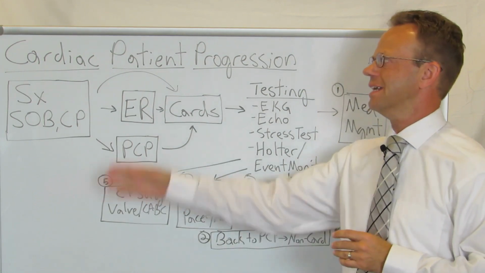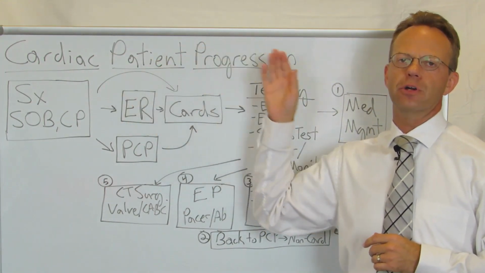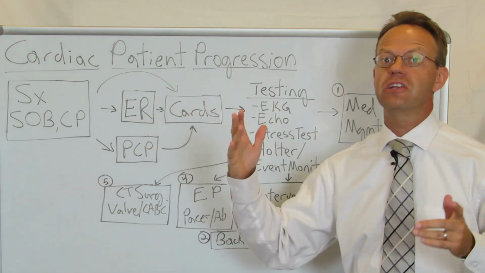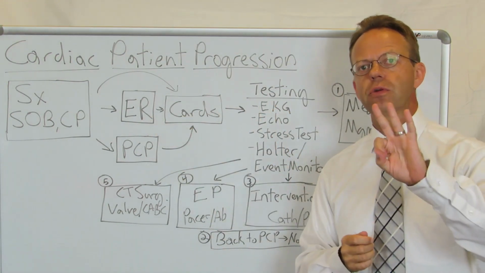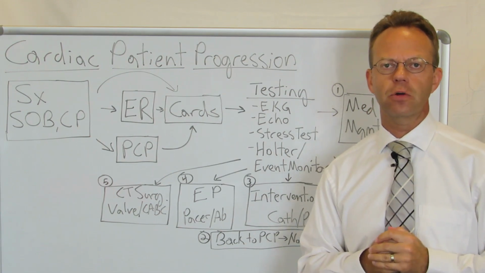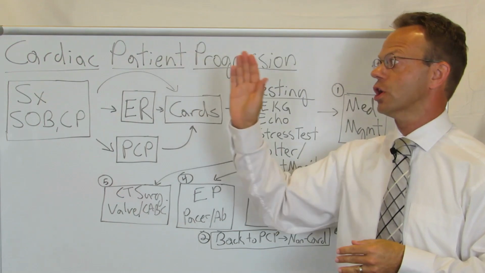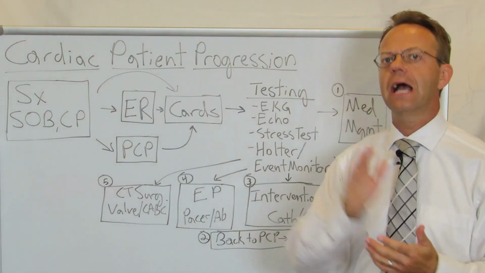Today we're going to be discussing the cardiac patient progression. Now, this is a continuation in the series that started out with the cancer patient progression, but because the three highest costing diagnostic categories for employers are cancer, cardiac, and musculoskeletal, we're going to go over cardiac as well. And by cardiac, I mean heart.